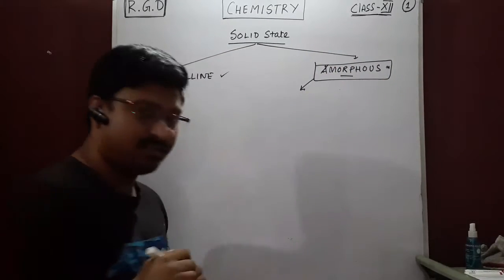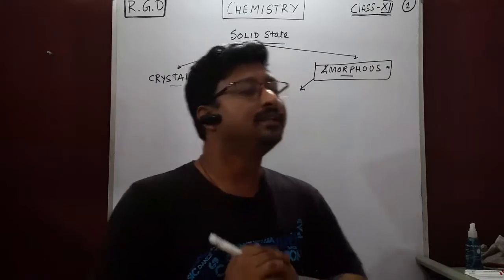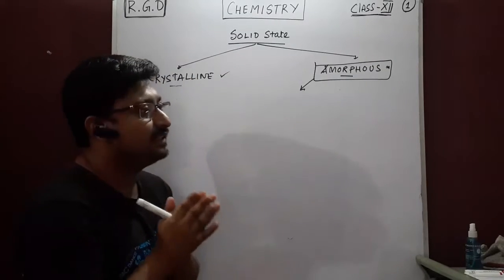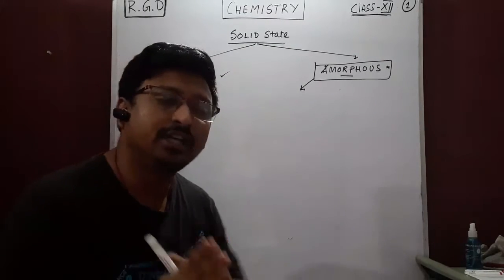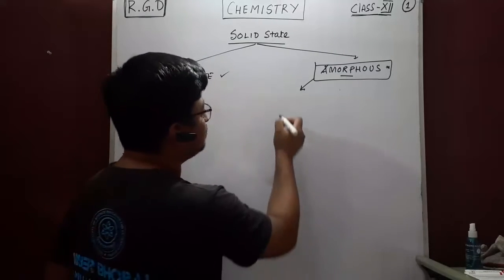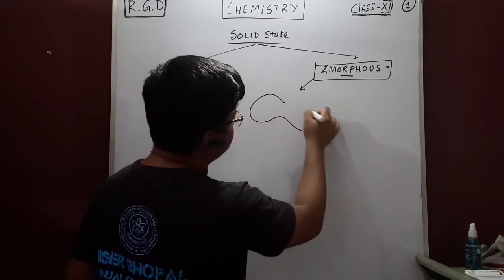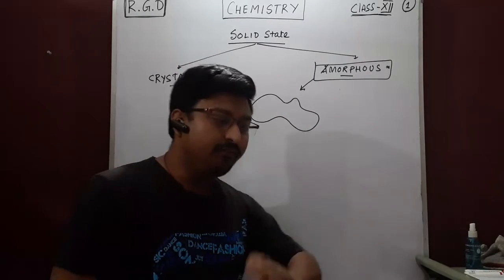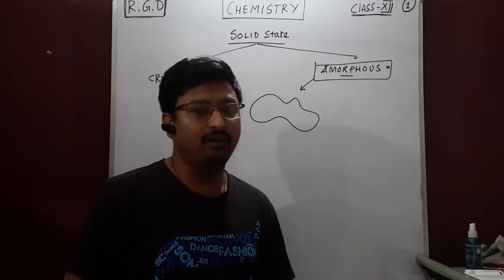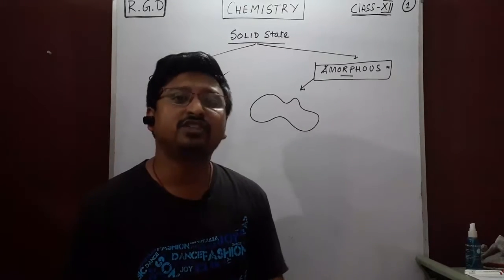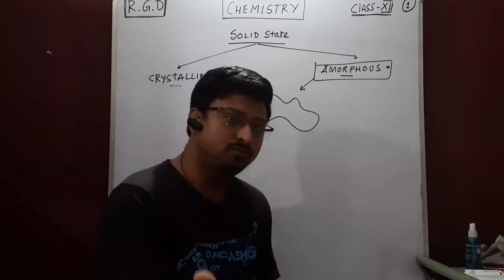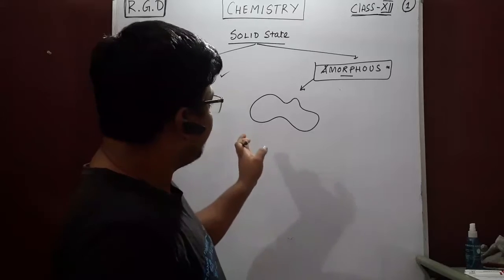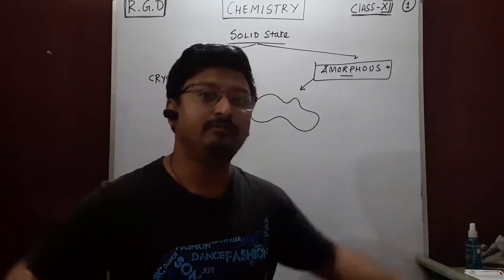Amorphous. What can we say about this thing? Amorphous is an irregular shaped solid, right? Let's draw it. Let's draw an irregular shaped body. If we cut from any region, it will have different shapes at different places. True. Or if I melt it, it will have a range of melting points.